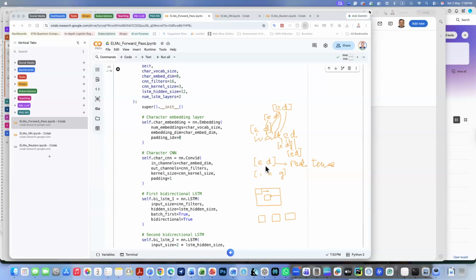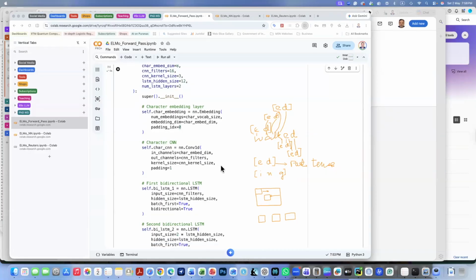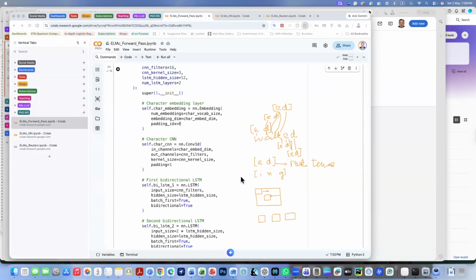Look for -ed, look for -ing, etc. He will go through the corpus under his scanner and figure out what kind of filters he should look for. So that is all going to happen by itself. So that's why the CNN is there. Okay, after the CNN, I will make an LSTM.